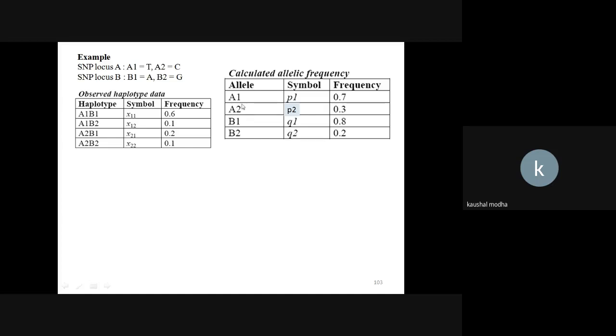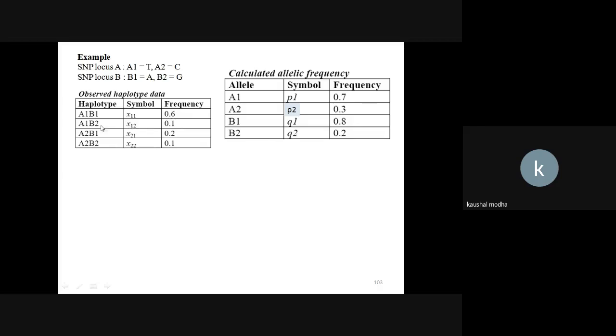Now we can work out the allelic frequency from this haplotypic frequency. Let us give symbol P1 to the frequency of A1, P2 to the frequency of A2, Q1 to B1, Q2 to B2. These are the allelic frequency, these are the haplotypic frequency. Now the allelic frequency P1 of A1 would be 0.7. That can be judged from this. How? Wherever the A1 allele is present for the haplotype, we just sum up the haplotypic frequency. 0.6, A1 is present here, 0.1. 0.6 plus 0.1, 0.7. Because these are the haplotypic frequencies, we can directly sum them.